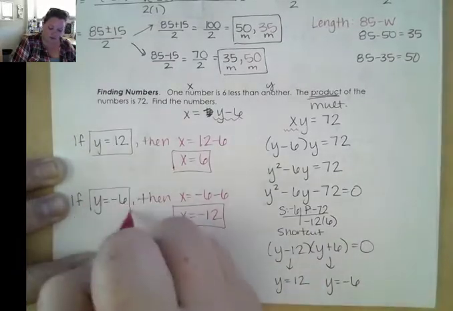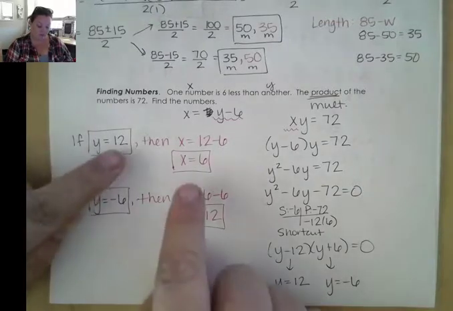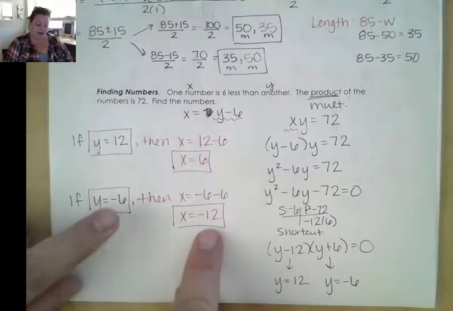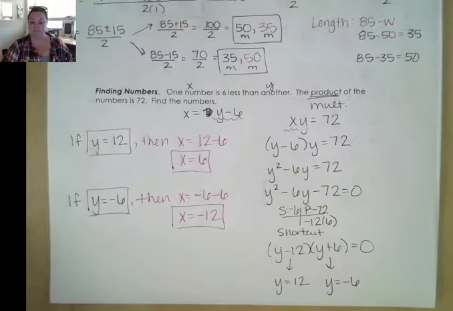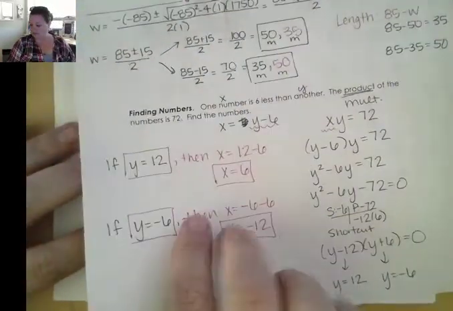So here we have two possible pairings that work out, right? Because notice 12 and 6 are 6 units apart, and they multiply to give us 72. Same thing here. Negative 6 and negative 12 are 6 units apart and also multiply to give us a positive 72. All right, so that is the end of the lecture for this section.